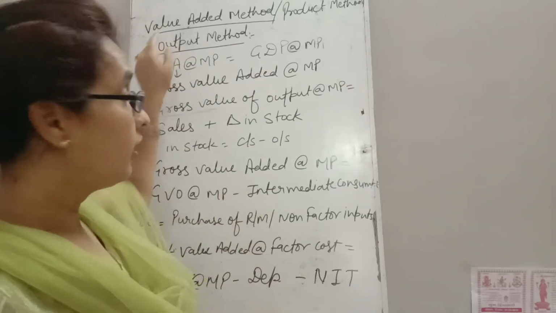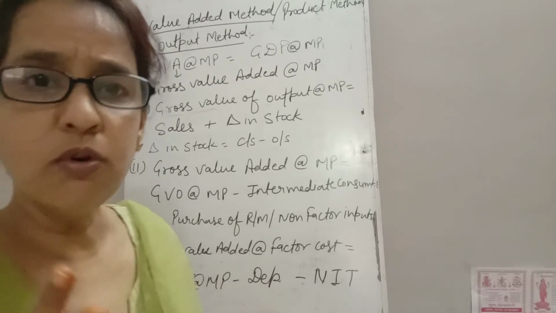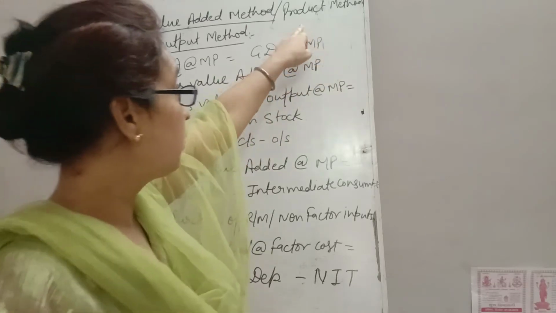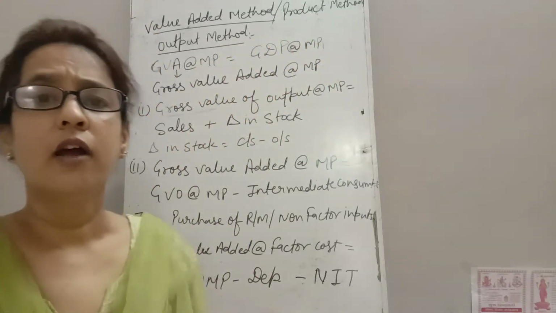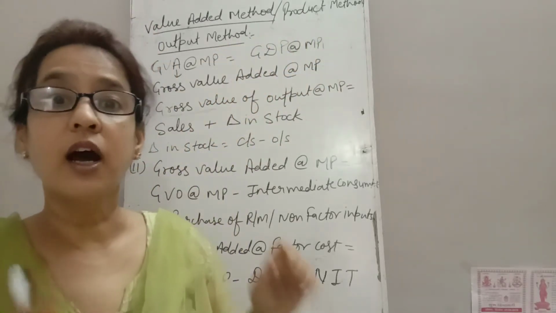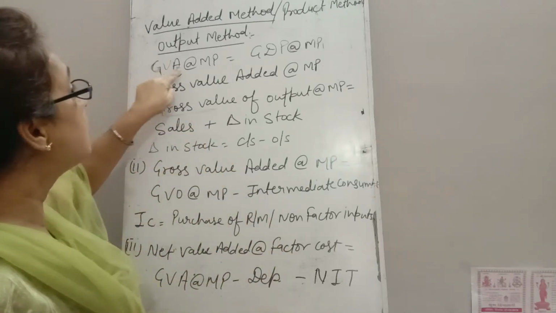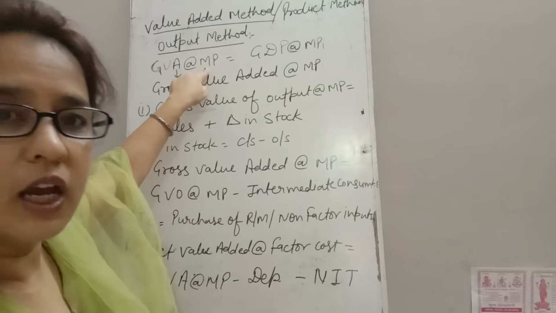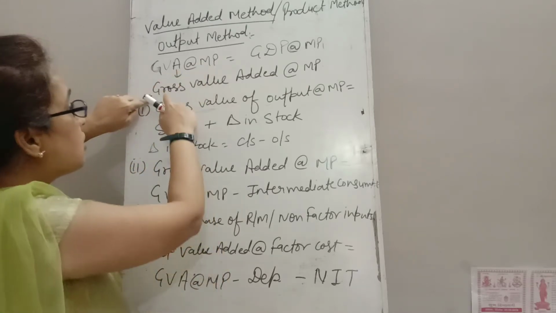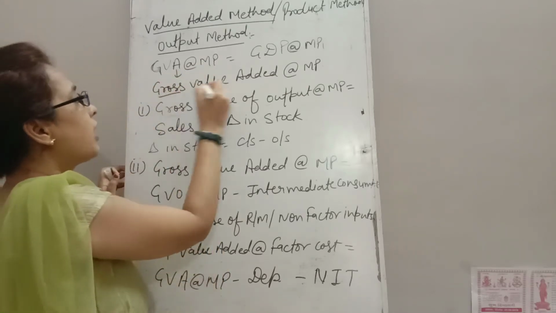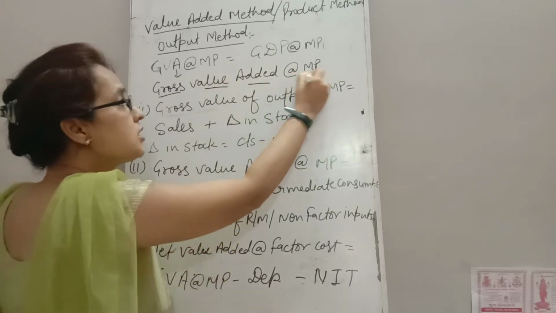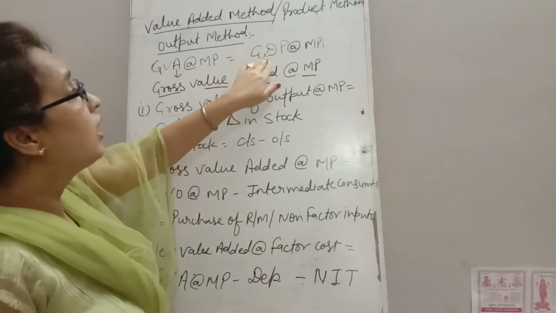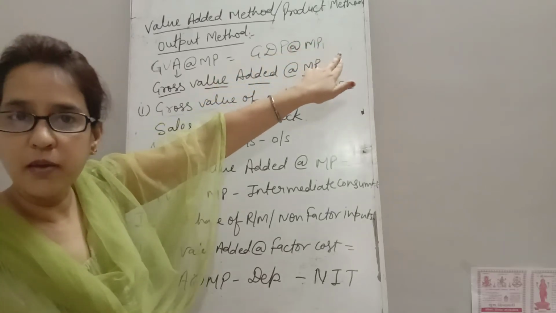Value added method is known by two other names: product method and output method. From the value added method, we are able to calculate GVA at MP. What is the meaning of GVA at MP? Gross value added at market price, which is equivalent to GDP at MP.